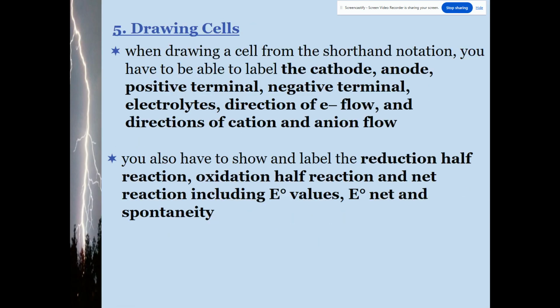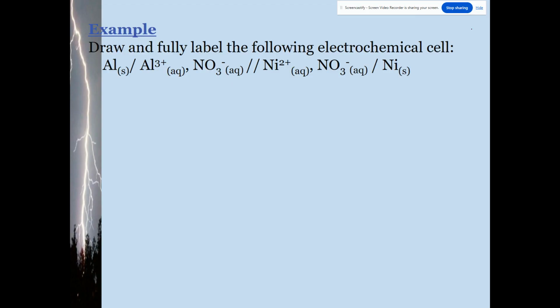Now let's say you're asked to draw a cell. There's a lot of information you have to give. You have to label the cathode, the anode, the positive and negative electrodes, terminals mean electrodes, the electrolyte solutions, the direction of electron flow, cation and anion flow, the reduction, oxidation, and net reaction, including the net voltage and spontaneity. Okay, so lots of things to label. So obviously questions like these take a little while.